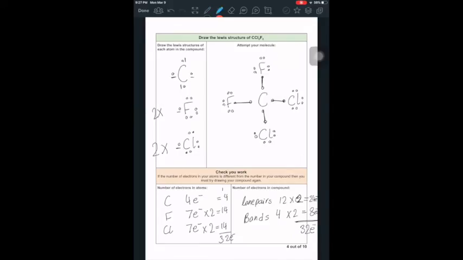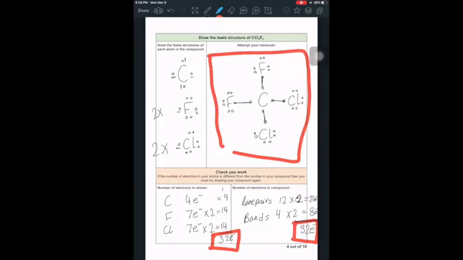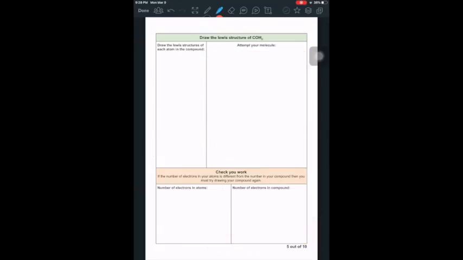So if I have 32 electrons here and I have 32 electrons here, that most likely means that this structure is correct. Okay, and this is the last example we're going to go over today. If you get the basic idea, then you can just go right ahead and start doing the worksheet from now. The worksheet is going to look very similar to this, except it has different compounds.